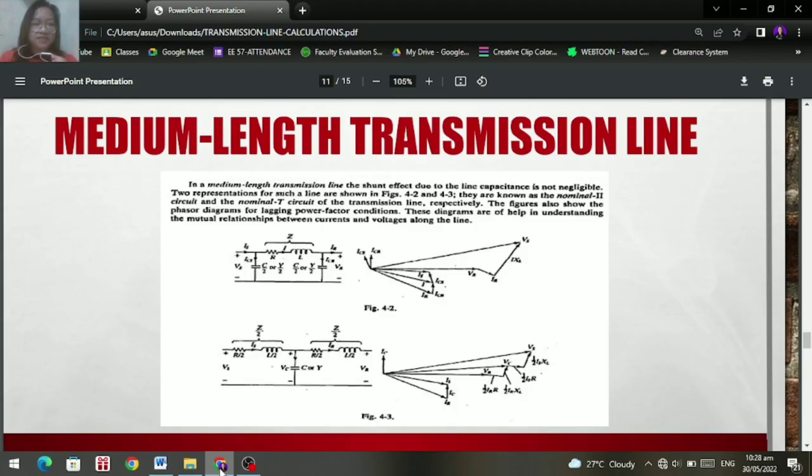Let us now proceed to the medium-length transmission line. In this transmission line, the shunt effect due to the line capacitance is not negligible. Two representations for such a line are shown in figure 4.2 and 4.3. They are known as the nominal π circuit and the nominal T circuit of the transmission line respectively. The figures also show the phasor diagrams for lagging power factor conditions. These diagrams are of help in understanding the mutual relationships between currents and voltages along the line.